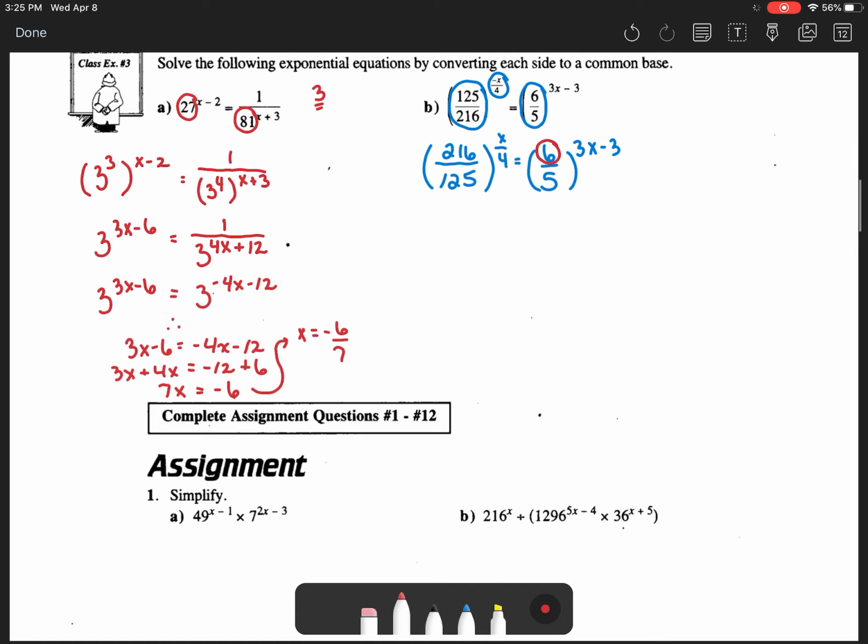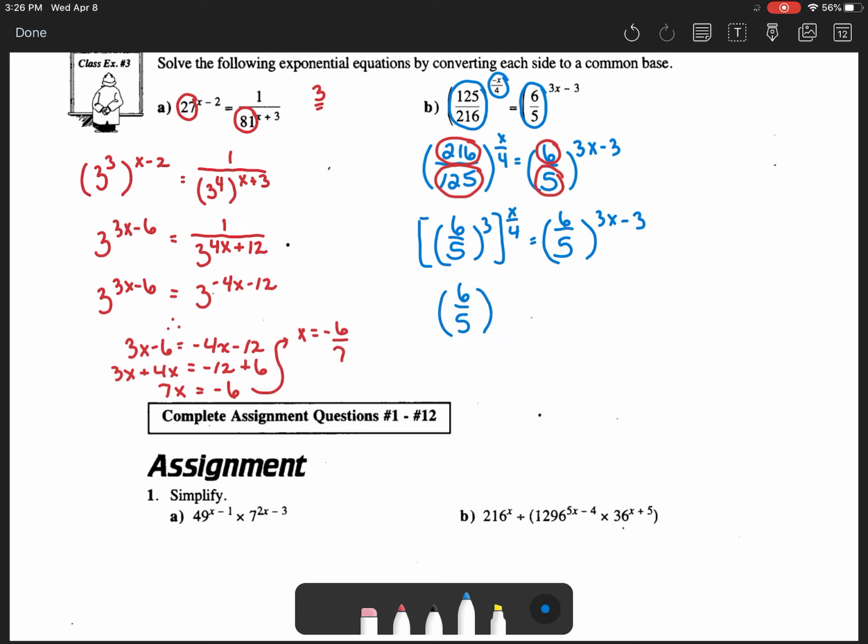Now, why would I do that? Because I know when I look at the question that the 6 here is going to be related to the 216, and the 5 can be related to the 125. So I'm going to take the 216 over 125 and be able to write it as 6 over 5 cubed. 6 cubed is 216, and 5 cubed is 125. So there's the value of the left-hand side, but don't forget it's still to the exponent of x over 4. The right-hand side is unchanged. It stays as 6 over 5, all to the exponent of 3x minus 3.